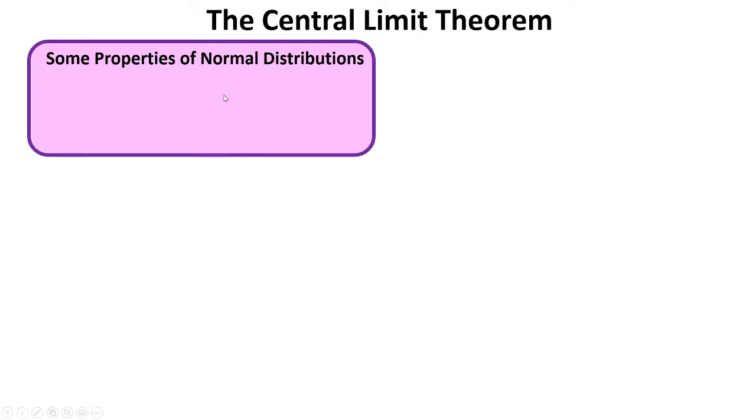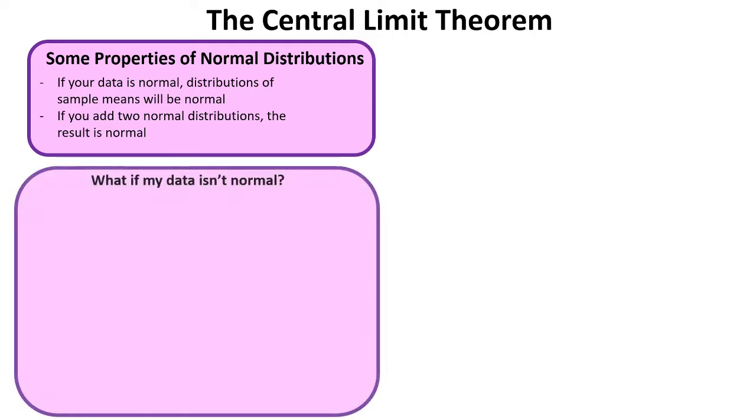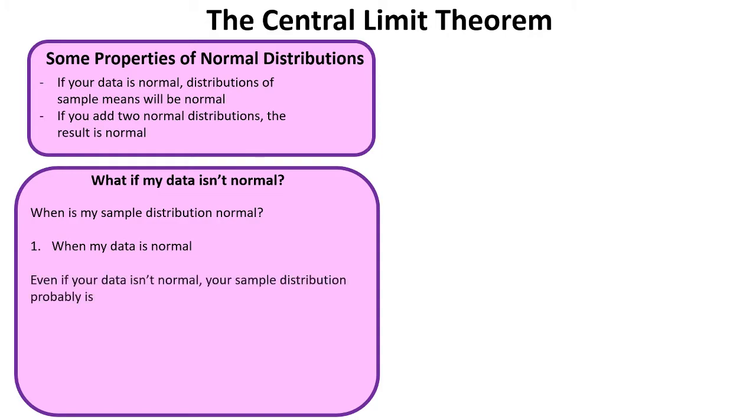So let me first give you some properties of normal distributions. If your data is normal, the distribution of sample means taken from that data will also be normal. And if you add two normal distributions, the result is also a normal distribution. But what if your data isn't normal? When is my sampling distribution normal? It's going to be normal when my data is normal. But even if your data isn't normal, your sampling distribution probably is. And the answer here is the central limit theorem.